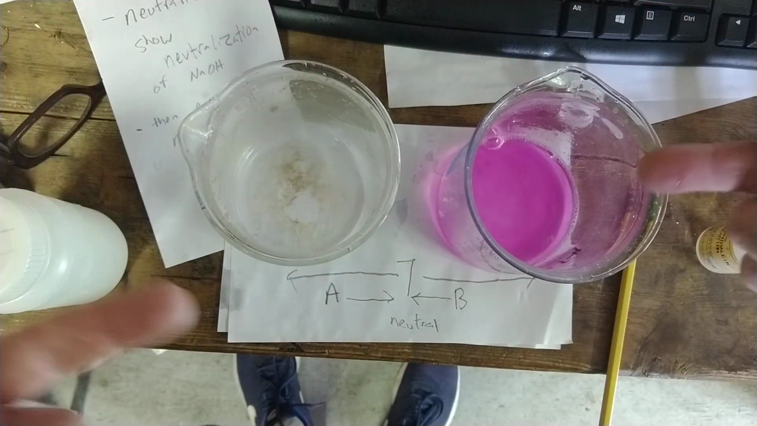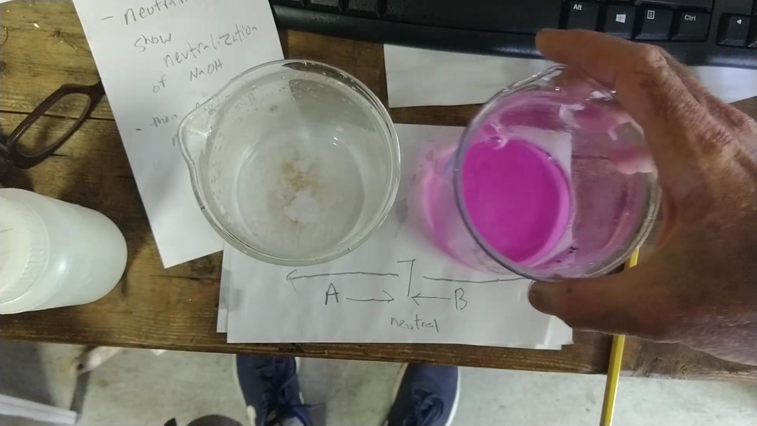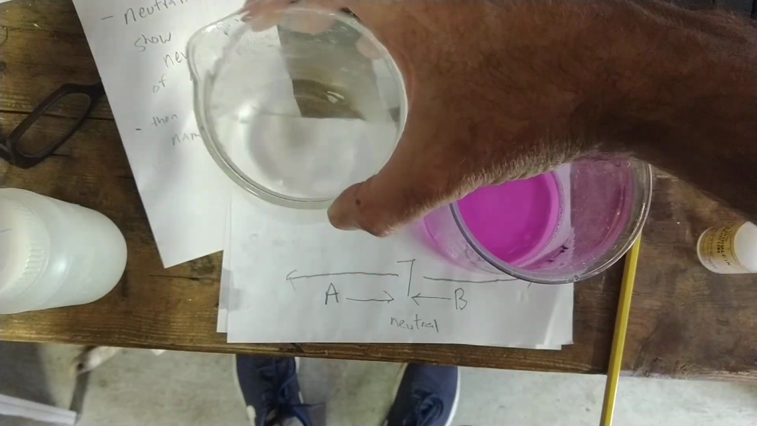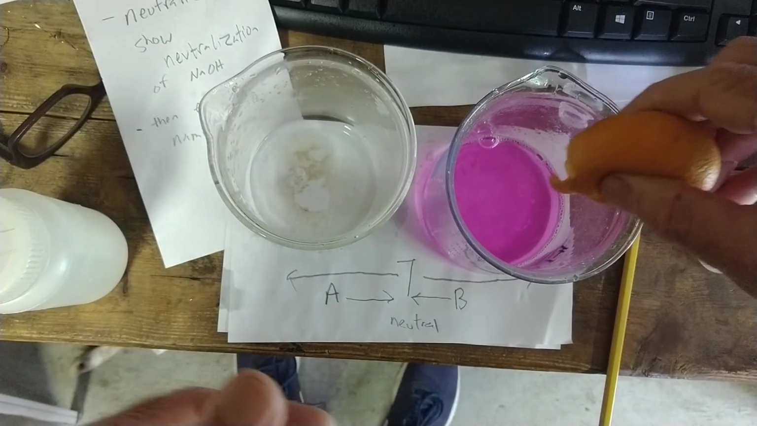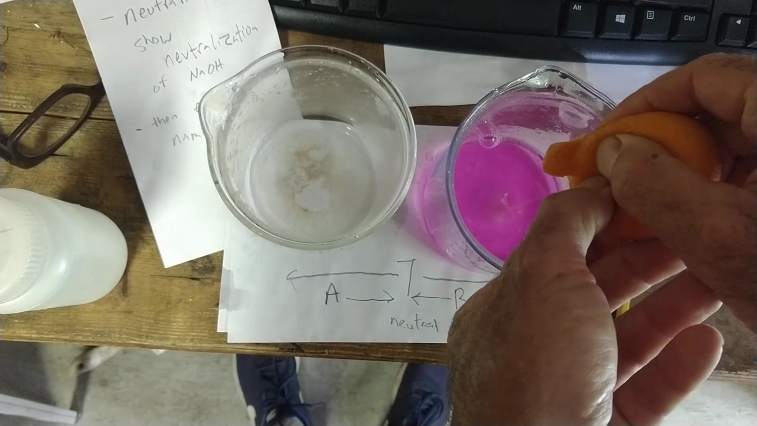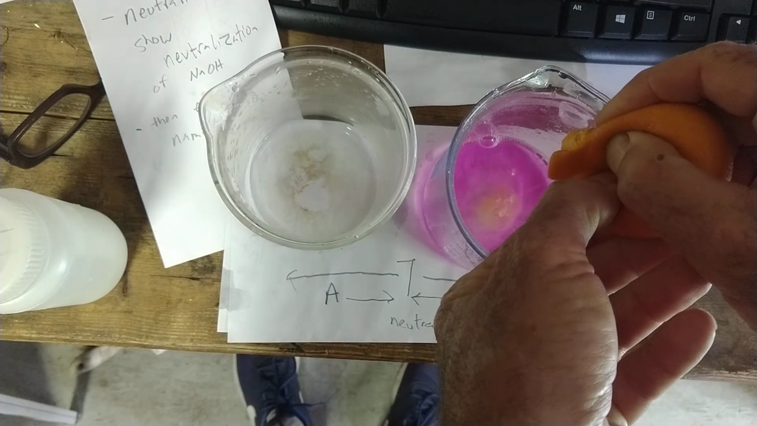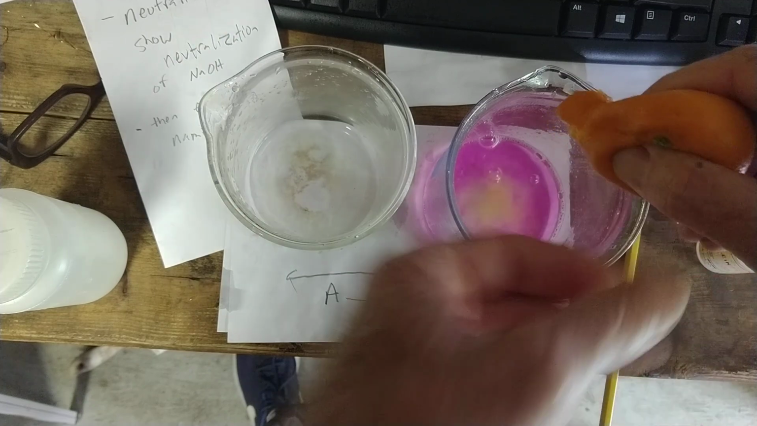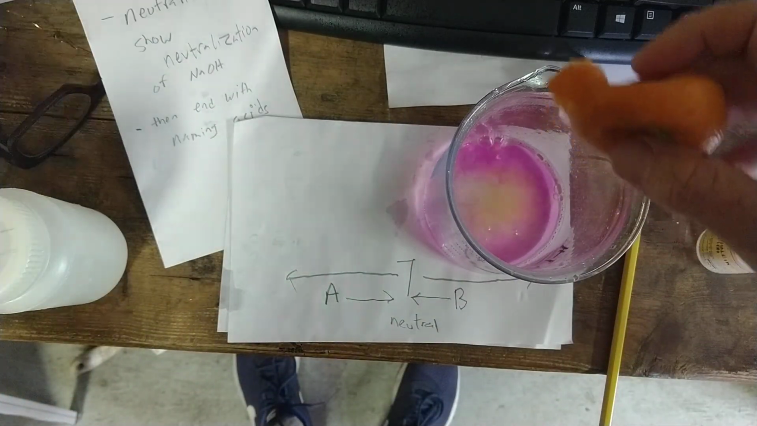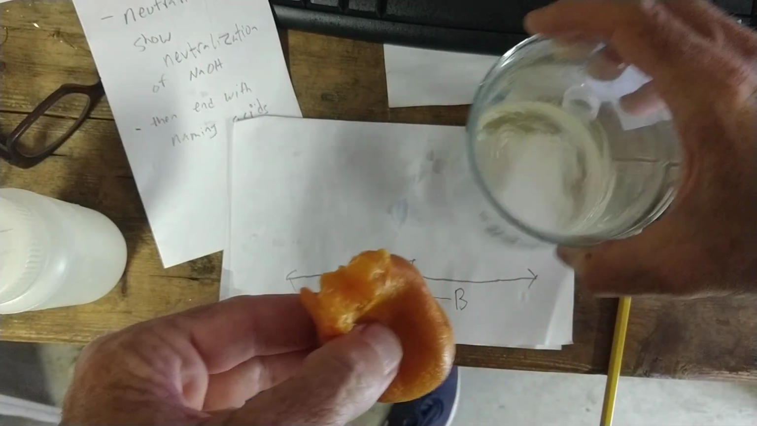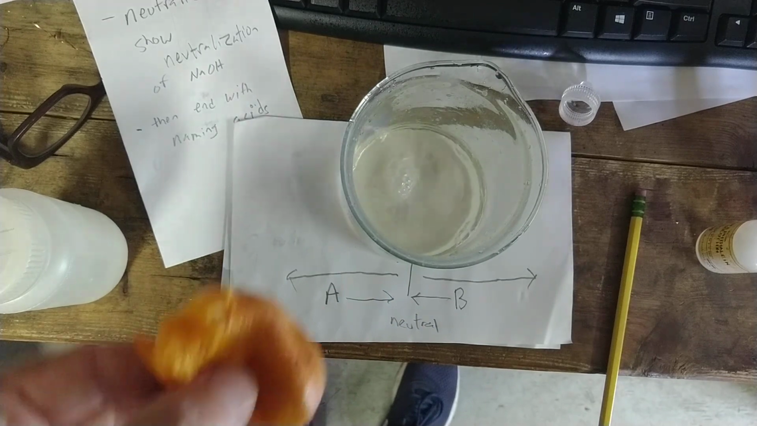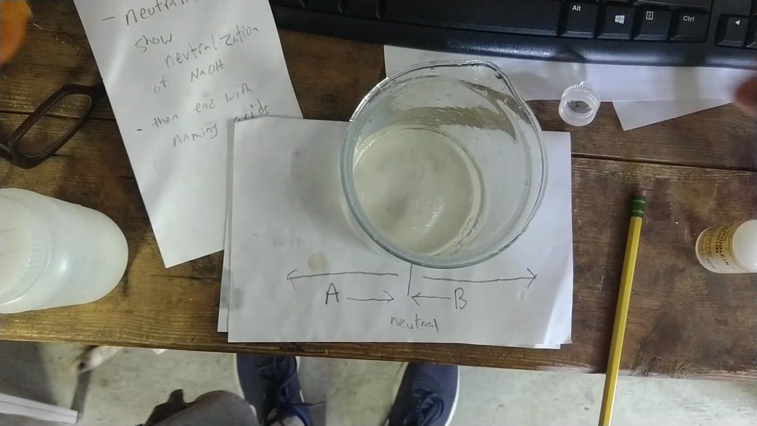So now if I wanted to pull it back to the left, what do you think I could put in there? Well, I've got some acid here, and I've got an orange here. The orange, I don't know if I have enough orange juice to get her back, but we'll see. Yep, and putting the orange juice, it's acidic. Boom, I've neutralized it again, right? So we can go back and forth with things.